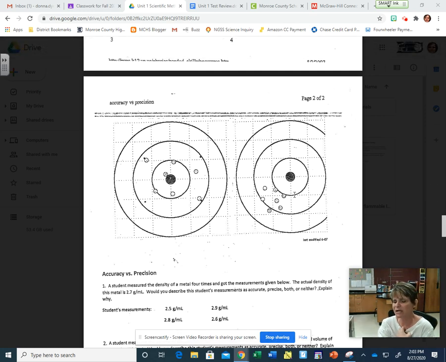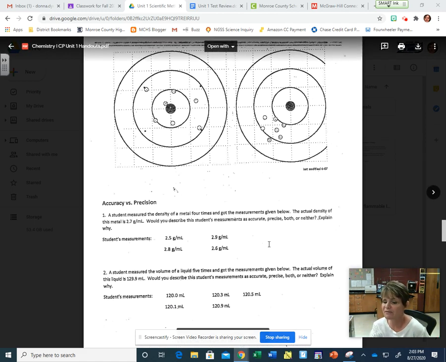Then we look at this picture. Again, these measurements are all close to each other, so they are precise, but they are not really close to the right answer, so they're not accurate. So not really accurate, but they are precise because they're close to each other. So you can see here that you can be precise, but not be very accurate.